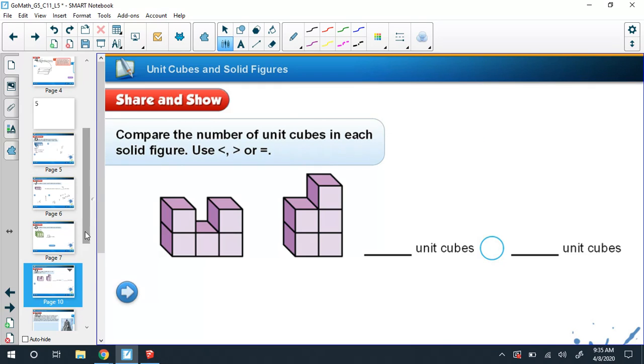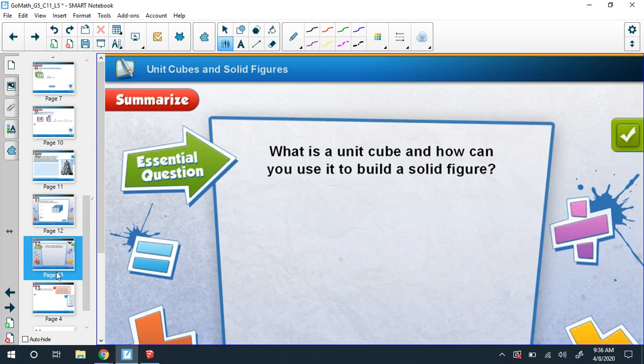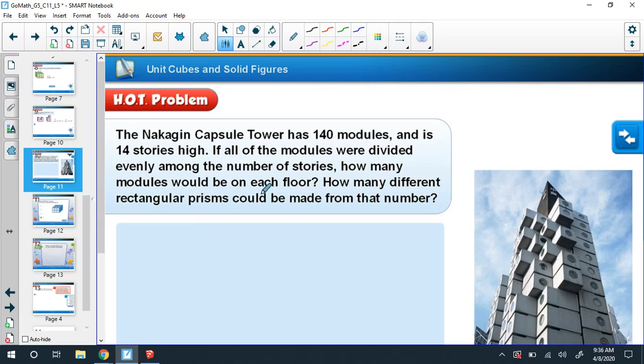All right, let's compare a couple of solid figures, and then we're going to be about ready to wrap this lesson up. The one on the left here, we see that we have 1, 2, 3, 4, 5 unit cubes, and the one on the right, 1, 2, 3, 4, with the fifth one sitting on top. So in this case, these two are equal.